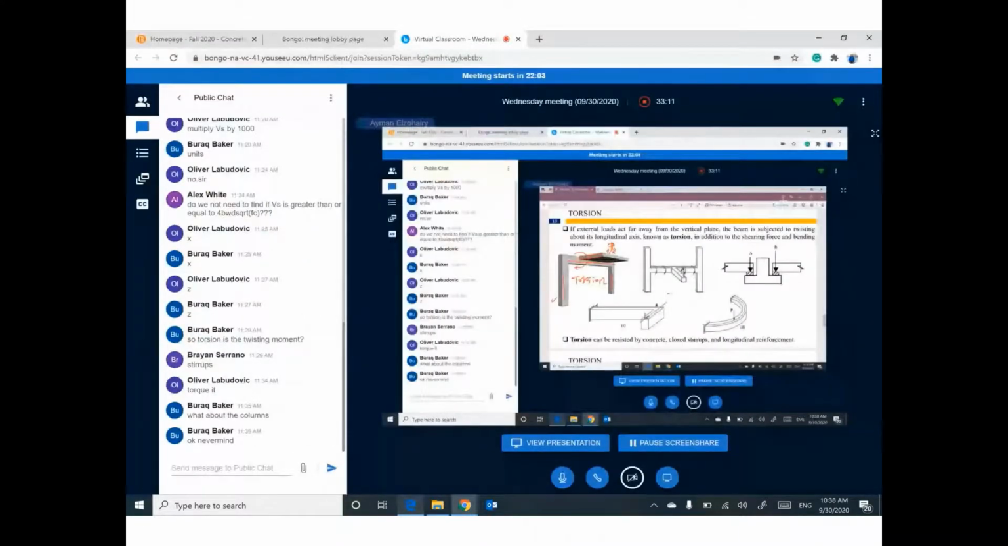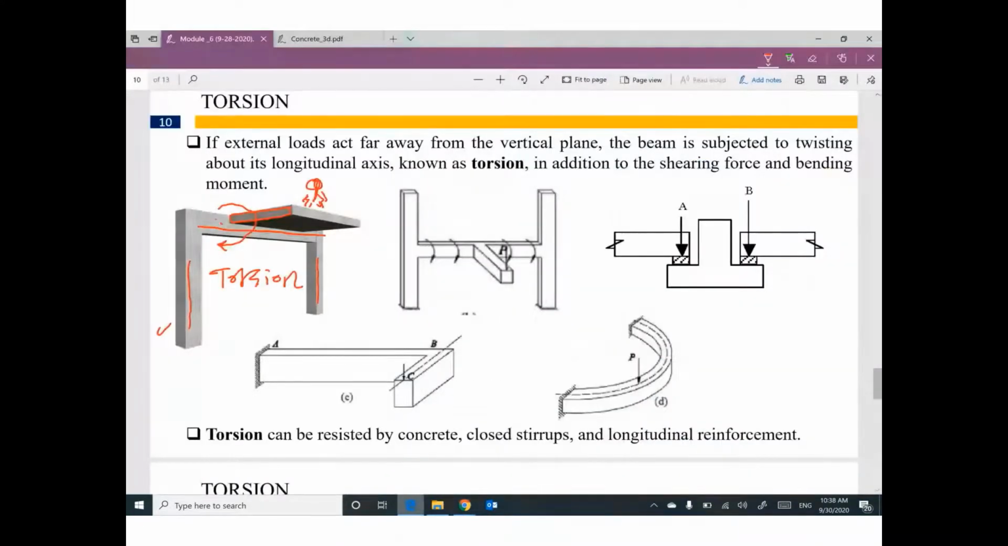Okay. What about this one? The same concept, but in a different way. We have a beam supported by this column and this column, and we have a short beam coming out. For any reason, we have something supported here. So we expect on this beam, the original beam, torque, torsion, twisting.